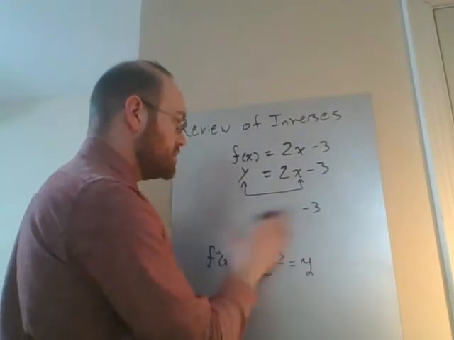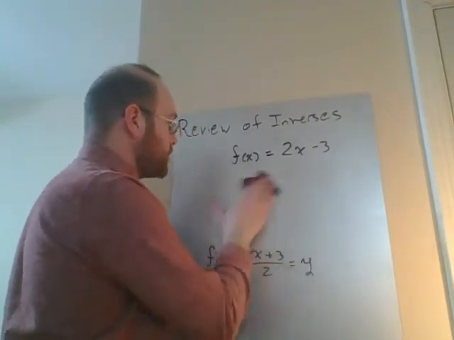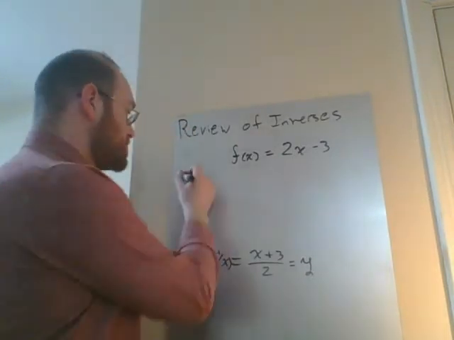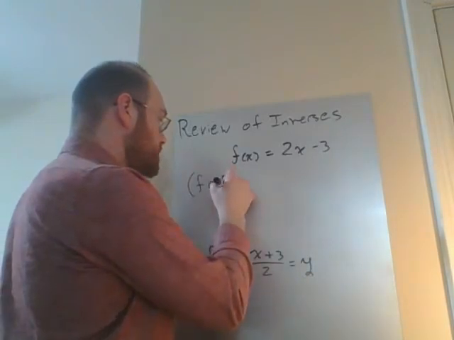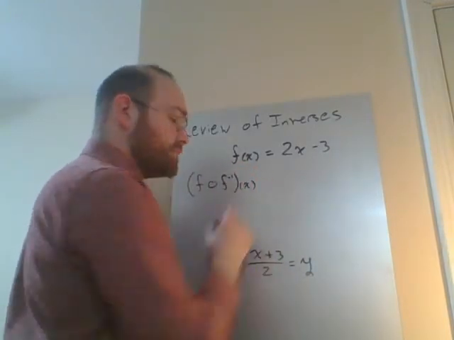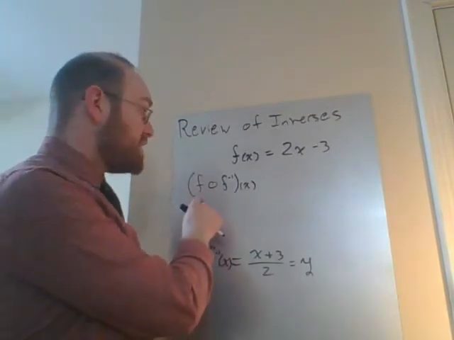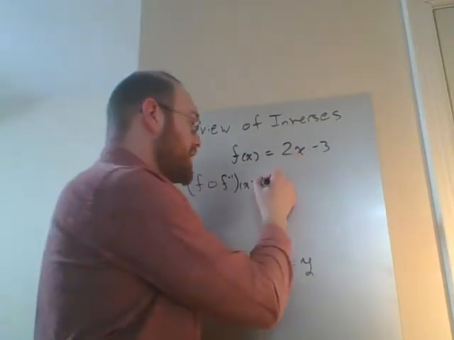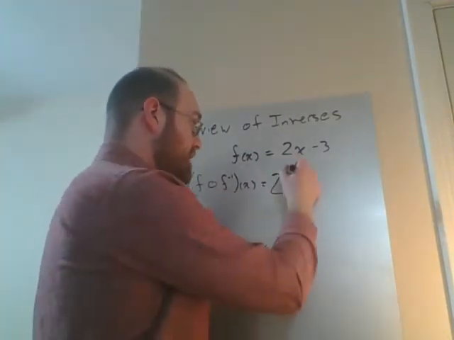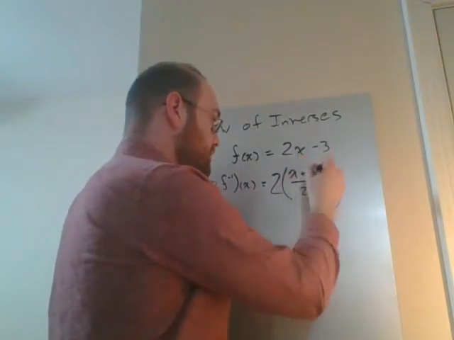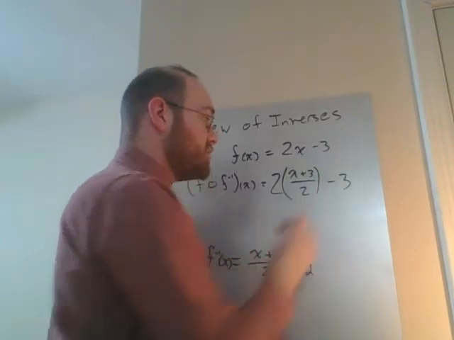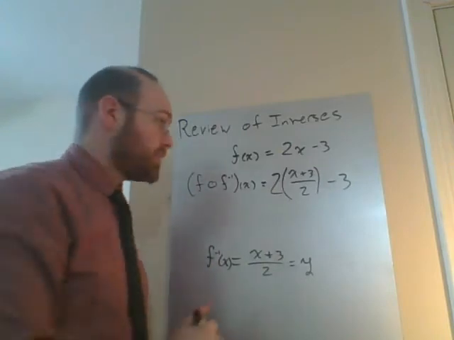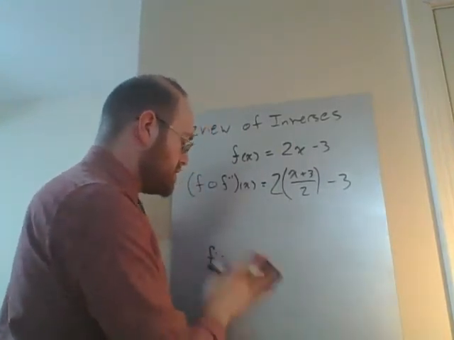Now, I want to also verify that these are inverses. And so let's test f composed with f inverse of x. And remember, what this means is we take f, our first function, and we plug in the inverse into x. So we'll have 2 times x plus 3, all divided by 2, minus 3. So we've taken f inverse and plugged it into our first function, f of x. I'm going to erase this down here to make some space.